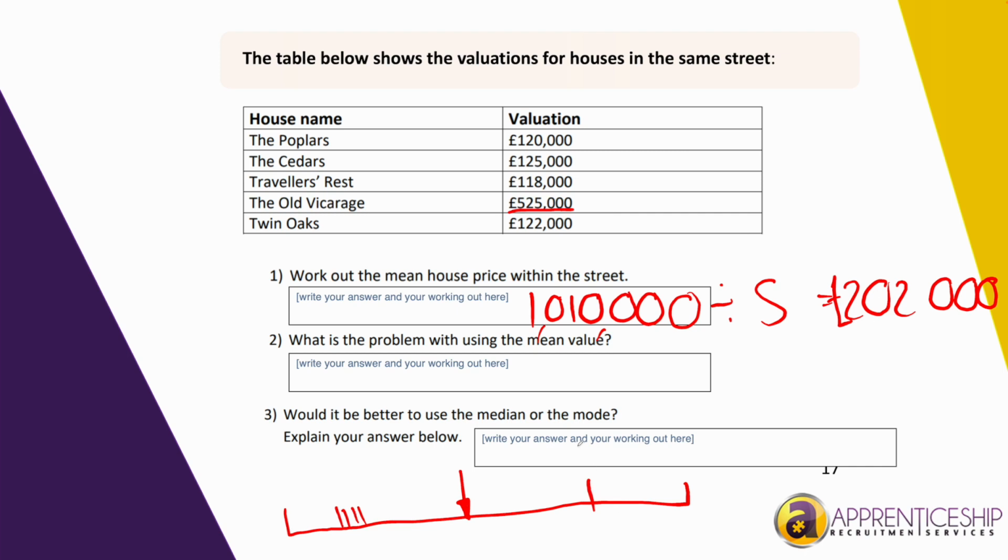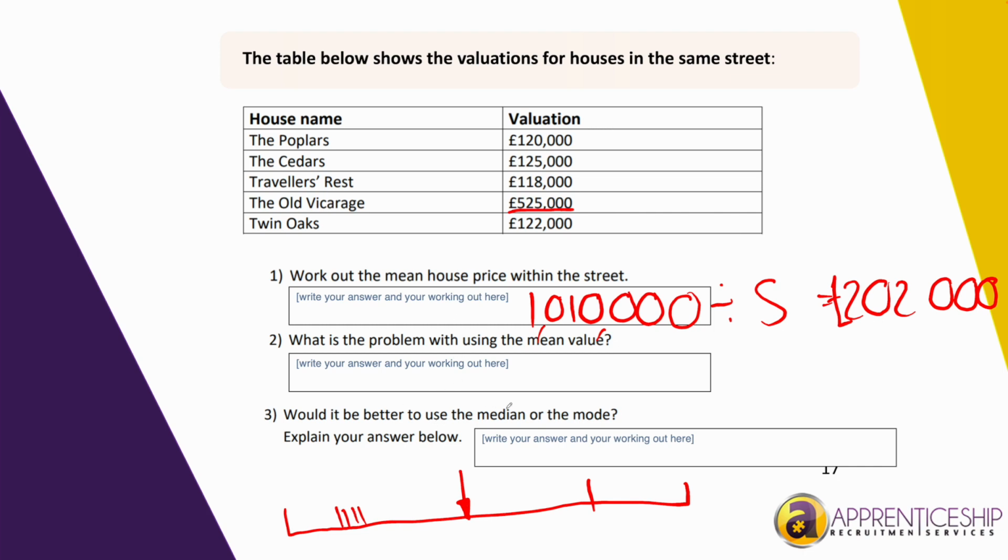So if this question were to come up, I would say that the data has been skewed by the outlier, by the 525,000. The same would happen if we had a house that was worth like 50,000. It would skew the data lower. So you need to be aware of outliers within a set of data when using the mean.